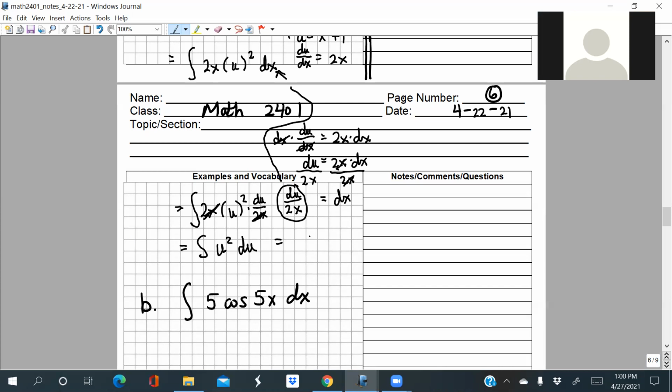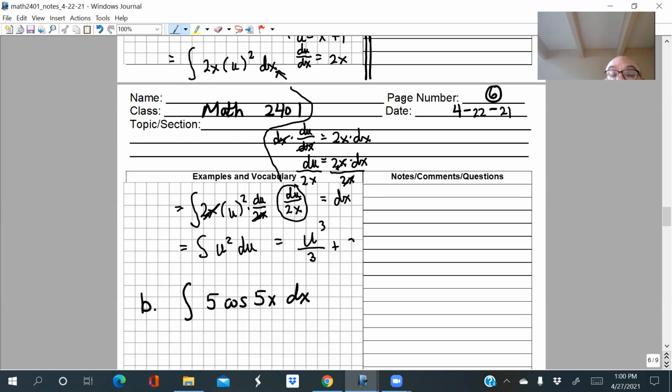You add 1 and then divide over 2 plus 1. Yeah, so which is 3, right, Alpha? So you get here u cubed over 3, and then don't forget your constant, right? Okay.